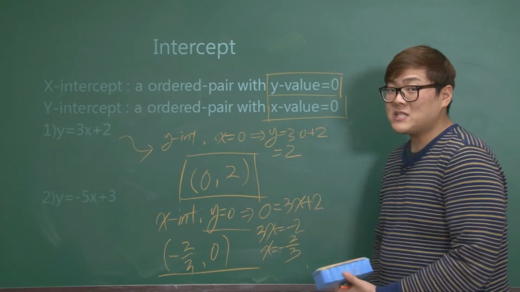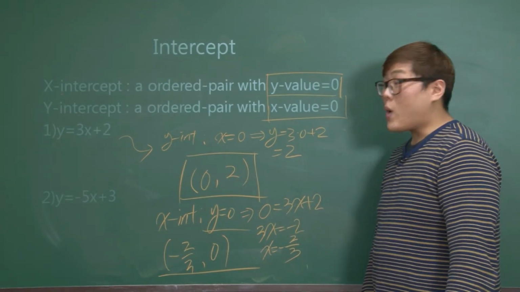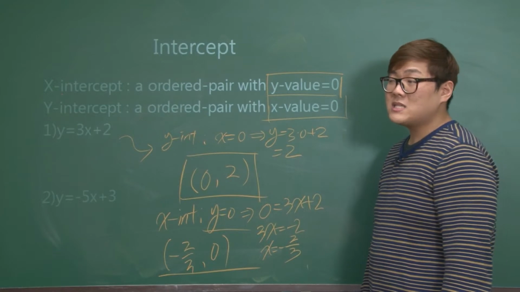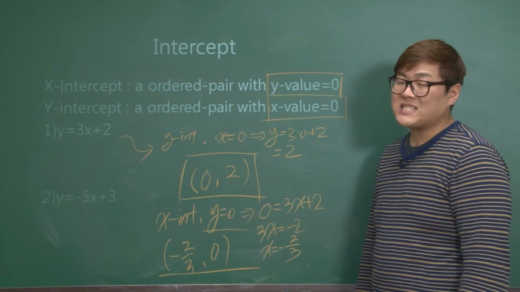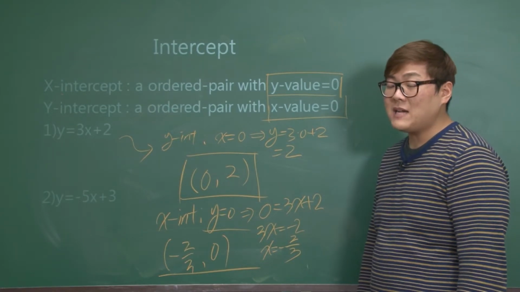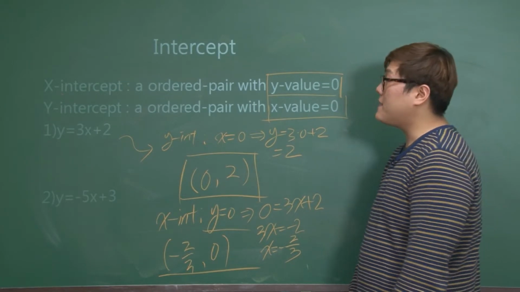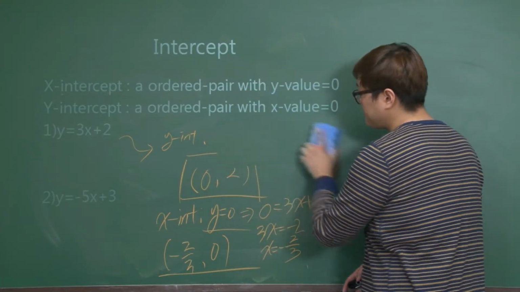The function y equals 3x plus 2. So easy. For the x-intercept, the y-coordinate is 0. For the y-intercept, the x-coordinate is 0. All you need to do is plug 0 into x or y and find the value of the other one.